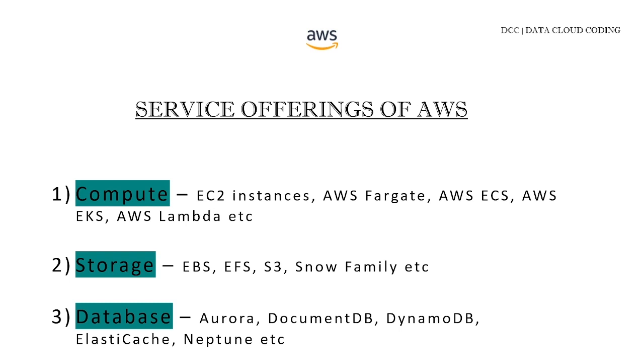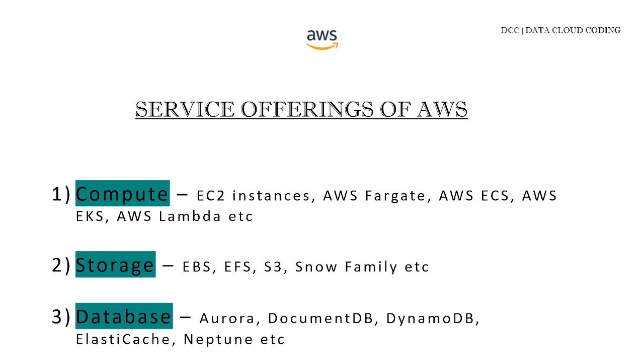Now talking about storage, we do get lots and lots of storage options inside of AWS. We have Elastic Block Storage, which is EBS. We have Elastic File System, which is EFS. For object storage, we get S3, which is Simple Storage Service. And if you have large requirements of storage, you can also go for the Snow family. So we have many options for storage inside of AWS.